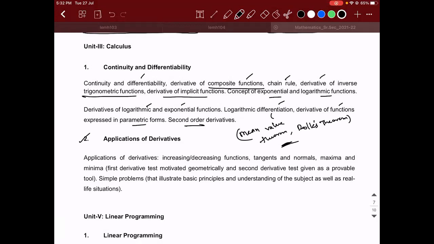Okay, the rate at which the area or volume is increasing is not given. So they started with increasing or decreasing functions, tangents and normals, maxima and minima. Maxima and minima, you will definitely get a question from this. The second derivative test is given as a provable tool, with simple problems that illustrate the basic principle and understanding of the subject as well as real life situations.